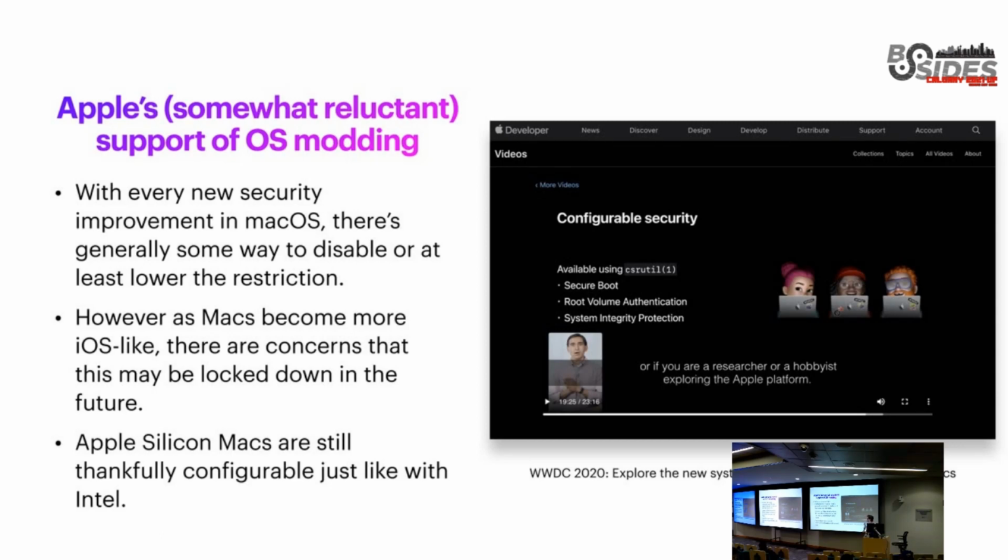However, as Macs have become more iOS-like, there have been genuine concerns that Apple might lock this down in the future. But funny enough, at WWDC 2020, Apple Silicon Macs were shown to still be just as configurable. We can still configure secure boot, group volume authentication, system integrity protection, and so on. Of course, they're pivoting this towards researchers and hobbyists, but we kind of count as hobbyists.